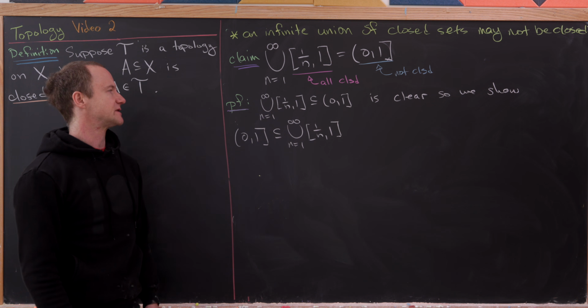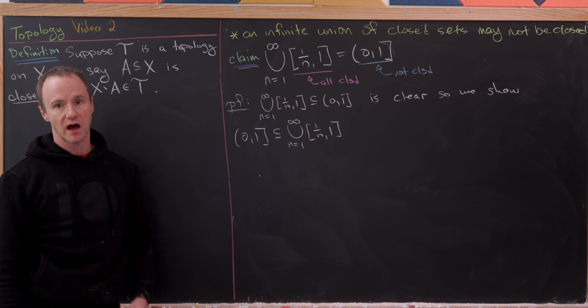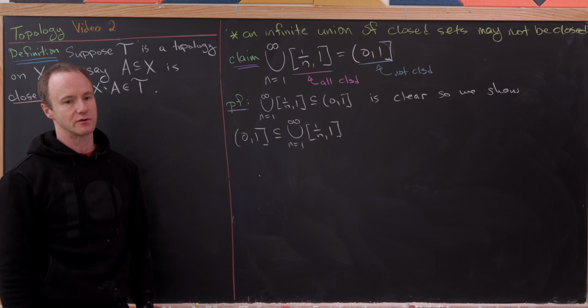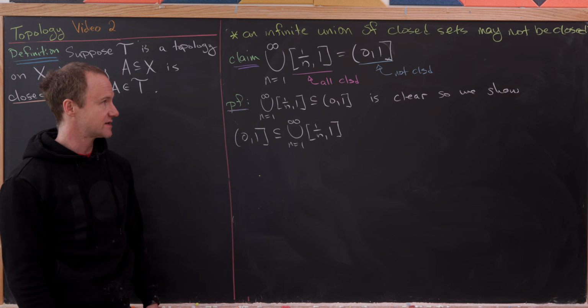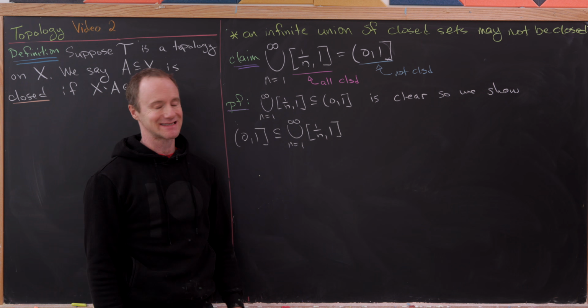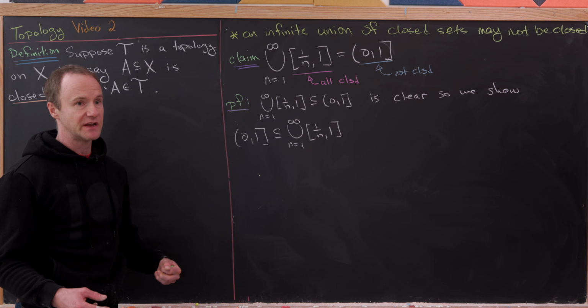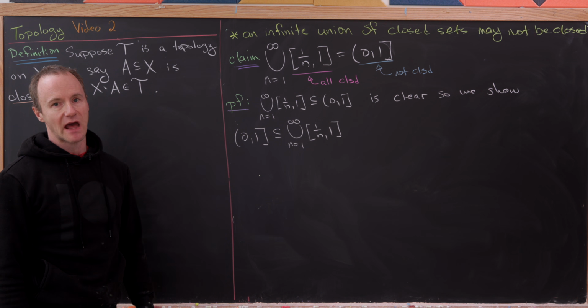And it's all going to be built out of the following claim, and that's the union as n goes from 1 to infinity of the closed interval 1 over n to 1 is equal to the half open interval from 0 to 1. Now let's observe that all of these closed intervals are closed sets, but the right-hand side is not a closed set. So we've got this setup where an infinite union of closed sets is not closed. And how can we prove this?